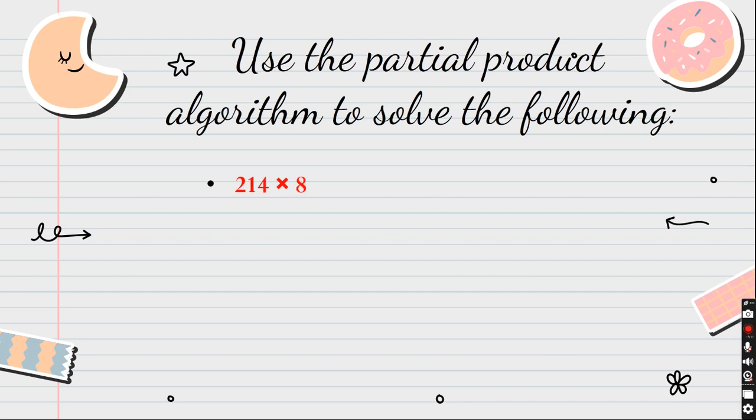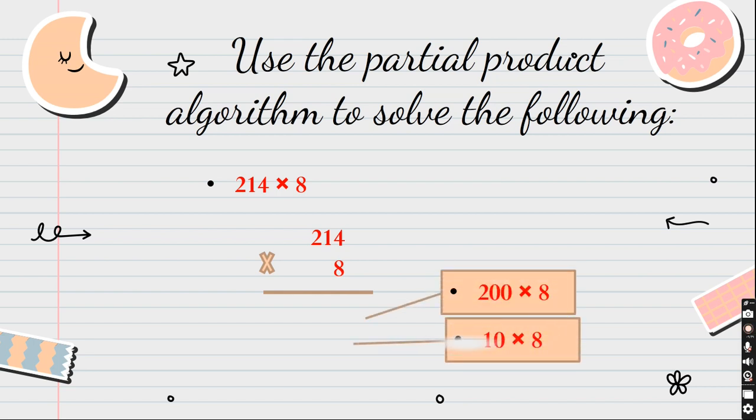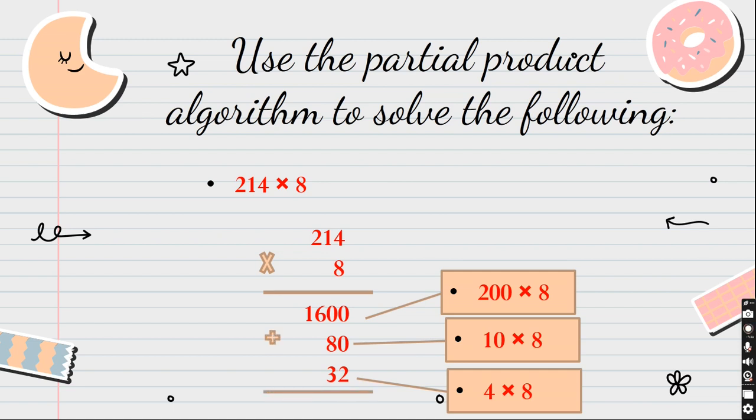And if I ask you 214 times 8 by using the partial product algorithm. Firstly, we put 214 times 8 as you see. Then we multiply the hundreds. 200 times 8 equals 1600. Then we multiply the tens. 10 times 8 equals 80. Then we multiply the ones. 4 times 8 equals 32. Finally, we add all the products. So 1680 and 32 equals 1712.